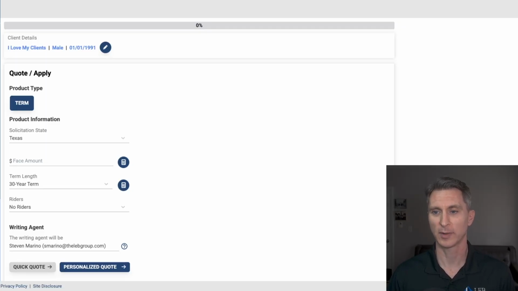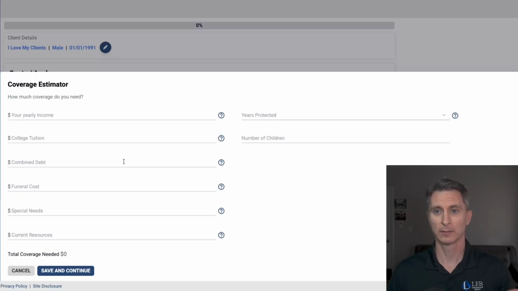So what is that face amount going to be? We're going to use this calculator here to help us determine. And the D in the DIME model stands for debt. So first we're going to look at your debt. This includes everything like your mortgage, your credit cards, your personal loans, anything that would still be there if something happened to you. The goal here is simple, to make sure your family isn't left responsible for those obligations.